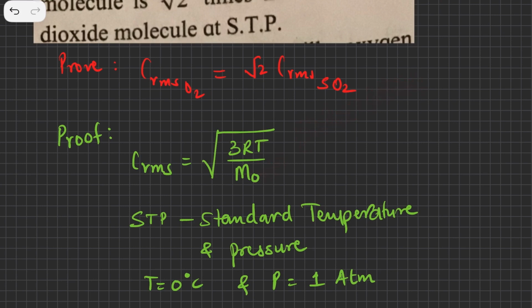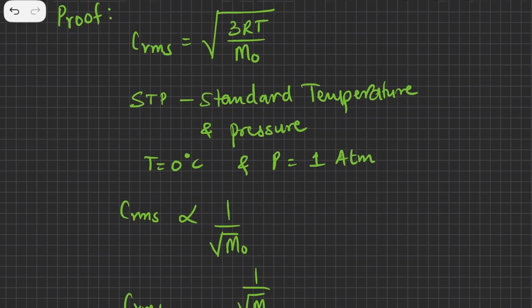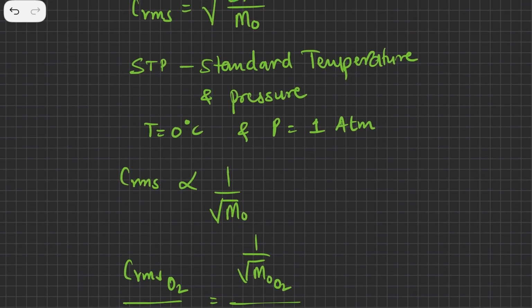So I have found the molar mass for both of these gases. Let's see. STP stands for standard temperature and pressure. Temperature is 0 degrees Celsius, pressure is 1 atmosphere. Temperature is basically 273 Kelvin. Now I am not taking 273.15 Kelvin. I am ignoring this 15. For basic calculation we can just ignore those aspects.